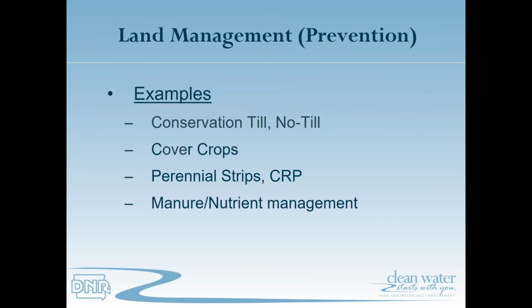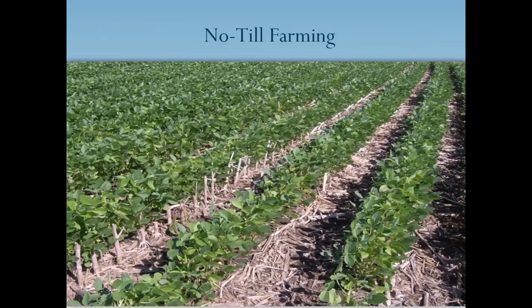And here's an example of a land management best management practice with no-till farming. We can see that this is soybeans planted over corn from the previous year. The leftover corn stubble can reduce rain energy as that drop comes down and can slow or eliminate soil detachment from the surface, which can reduce erosion, which in turn would reduce phosphorus contribution to our lake.